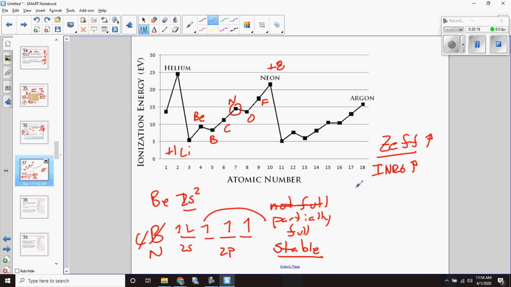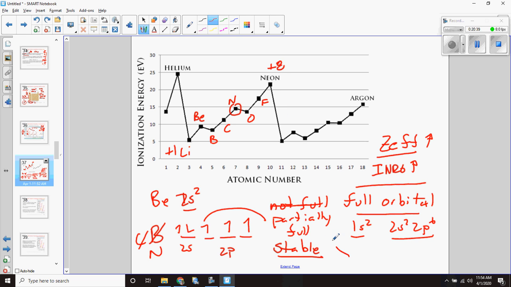But then the next trend has to do with how full the orbital is. A full orbital, whether it's a 1s2 being full or a 2s and a 2p being full, is really stable. Having a full orbital is very stable, but so is having a partially filled orbital. So every place where we have a partially filled orbital, right here with nitrogen, nitrogen has this arrangement with 3 electrons in the p.